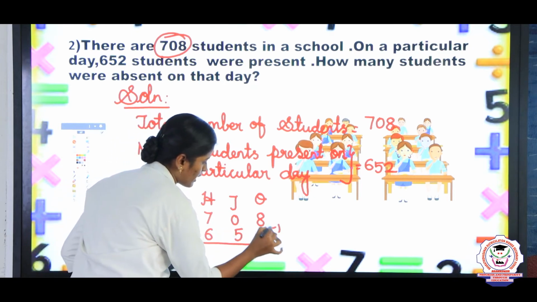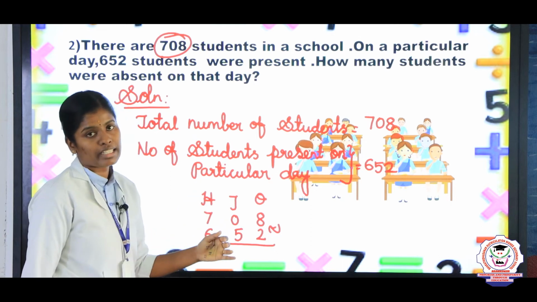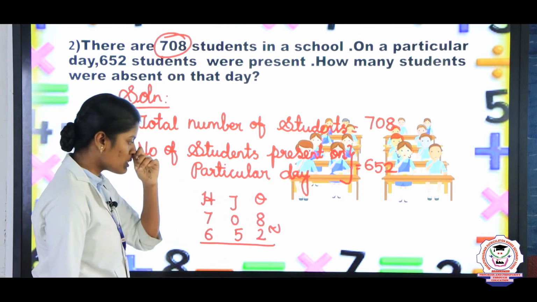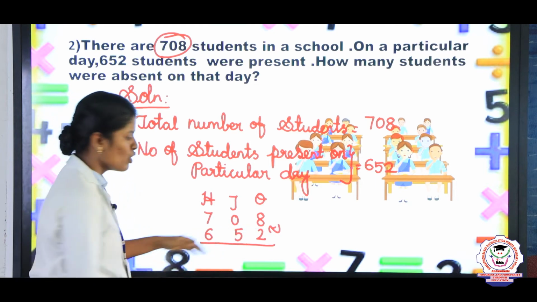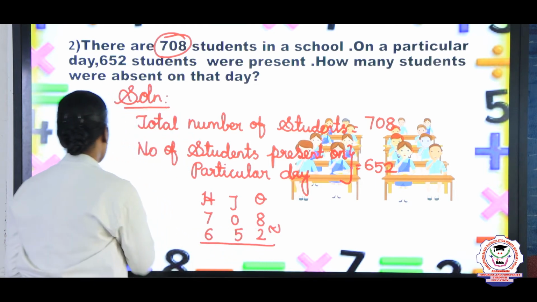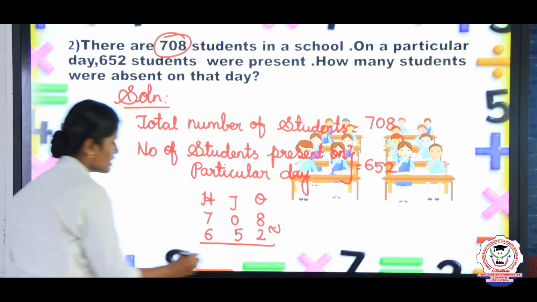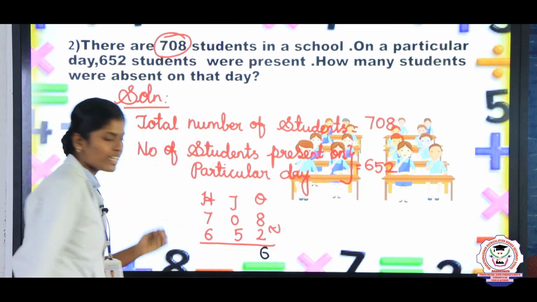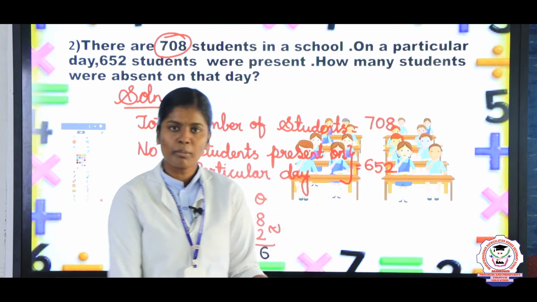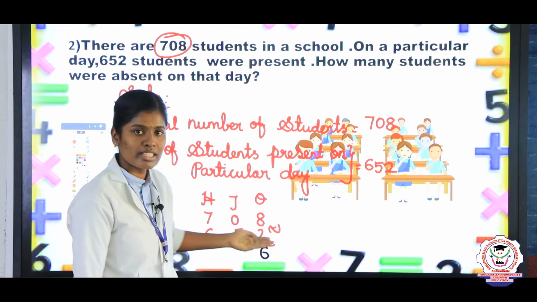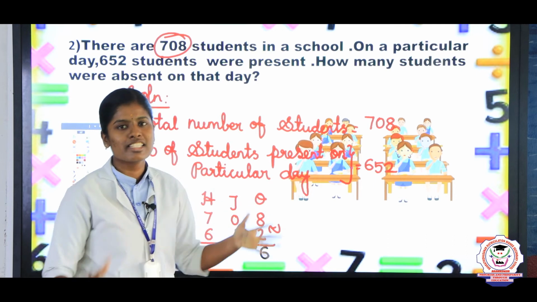Now we will subtract this. While subtracting, first we will take the ones place value. Here the ones place values are 8 minus 2. So what is the answer? 8 minus 2, the answer is 6. And then take 0 minus 5. So here 0 minus 5 is not possible. Why? Because 0 is a smaller number and 5 is a greater number.